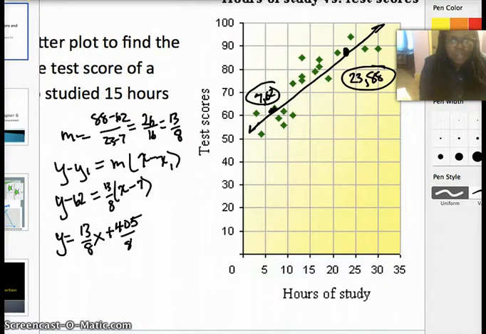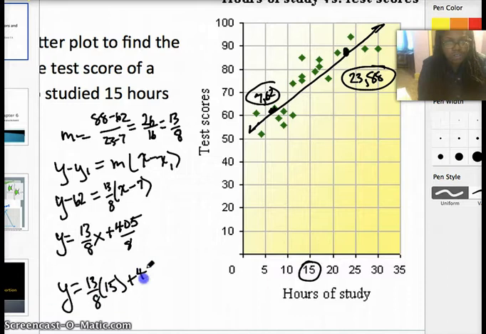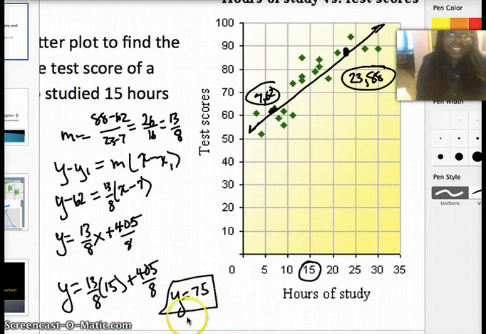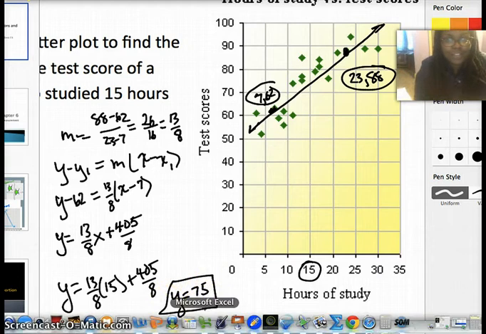And the reason why we did all of this is because, remember, we wanted to calculate how well a student would have done given this data if they studied for 15 hours. So now I'm going to put 15 into my equation and solve. y is equal to 13 over 8 times 15 plus 405 over 8. I know you're using a calculator, so am I. Let's go ahead and figure out the rest of this. And I have y is equal to 75. So if you study for 15 hours for this particular test, you would get 75.